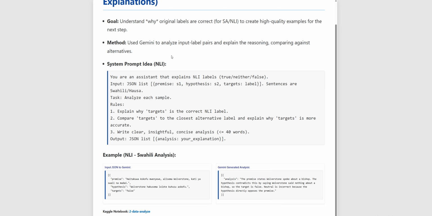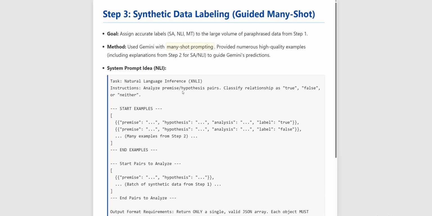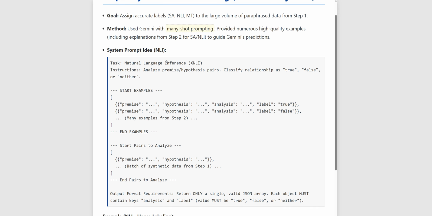Now for step 3, synthetic data labeling through guided many-shot prompting. The goal was to assign accurate labels to all that paraphrased data from step 1. I used Gemini with many-shot prompting, providing numerous high-quality examples, including those explanations from step 2, to guide Gemini's predictions.